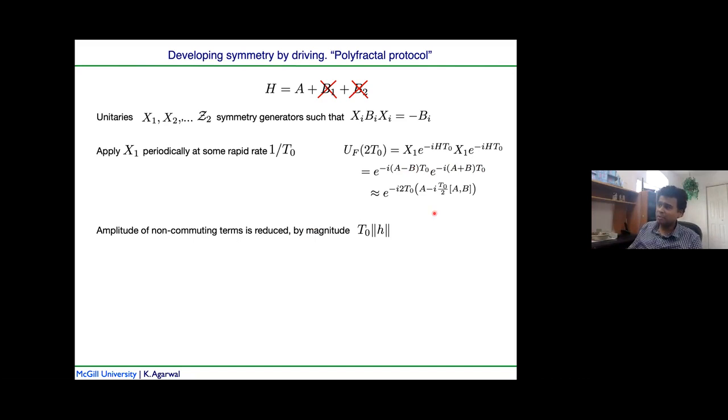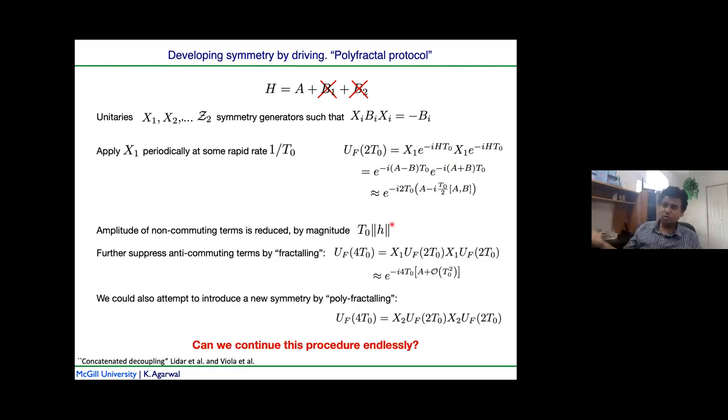In particular, all the terms in your effective Hamiltonian that do not commute with x1 become of the order of t0 times H, so H over the driving frequency. Assuming you're driving at a large frequency, this is some number that is smaller than 1.